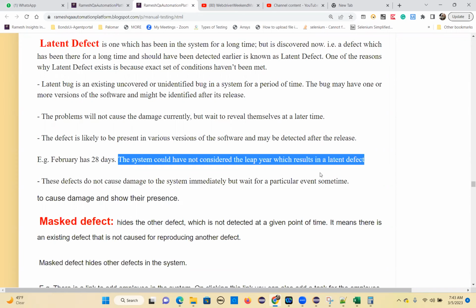Yes. When you select the leap year only, then you can find it out. When the leap year comes only, you will find that bug, right? For example, leap year is not there now. When the next leap year comes, that time February comes, and you will recognize that. Until then, you won't consider those things, right? Yes, sir. So this is the kind of thing that will be called latent defects.